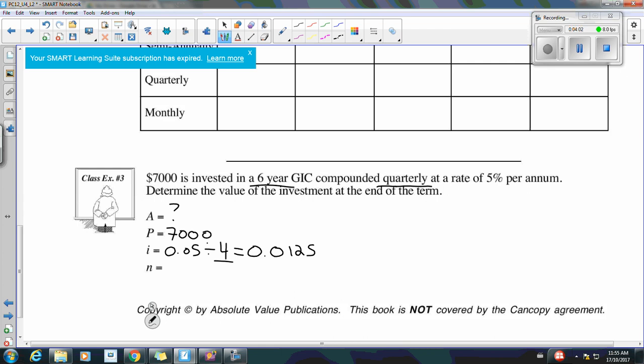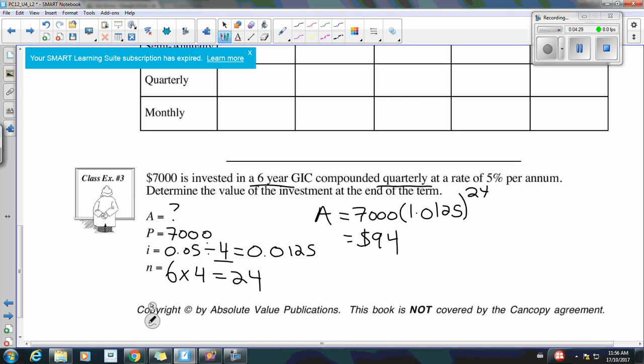The N, how many times is this interest rate compounded? Well, it's in there for 6 years, and it's compounded 4 times a year, so that gives us an N of 24. So now we're ready to substitute in. So 7,000 times 1.0125 to the 24. We substitute that in now, and we get $9,431.46.